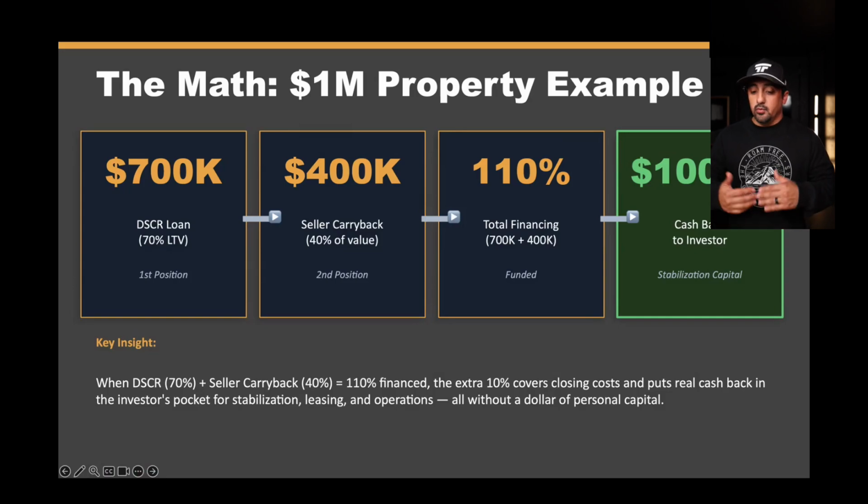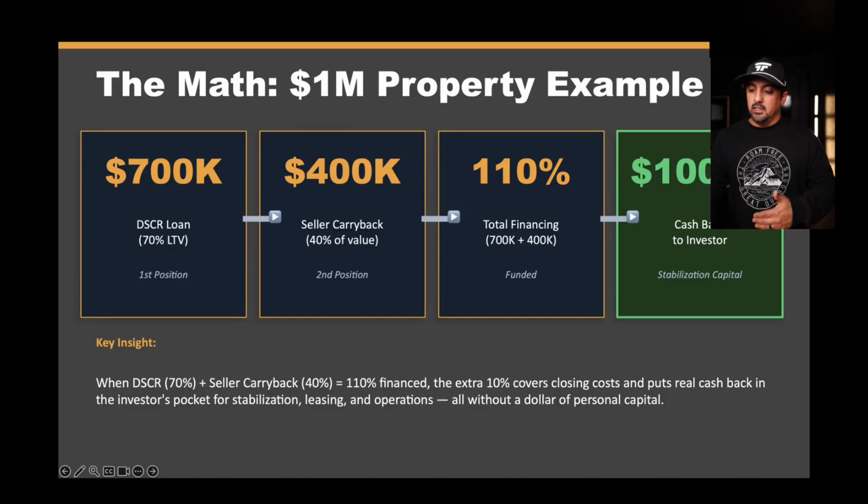Now, remember we said primary loan product stacked with a seller carryback. This is why you're asking the seller now to carry $400,000. Just hang on, because I know 700 plus 400 is not 1 million. It's more than that, right? So, okay, just hang on. So that equals 110% financed, right? You're 10% financed more than what you agreed to purchase that property at, which was $1 million. You're actually financed for $1.1 million.